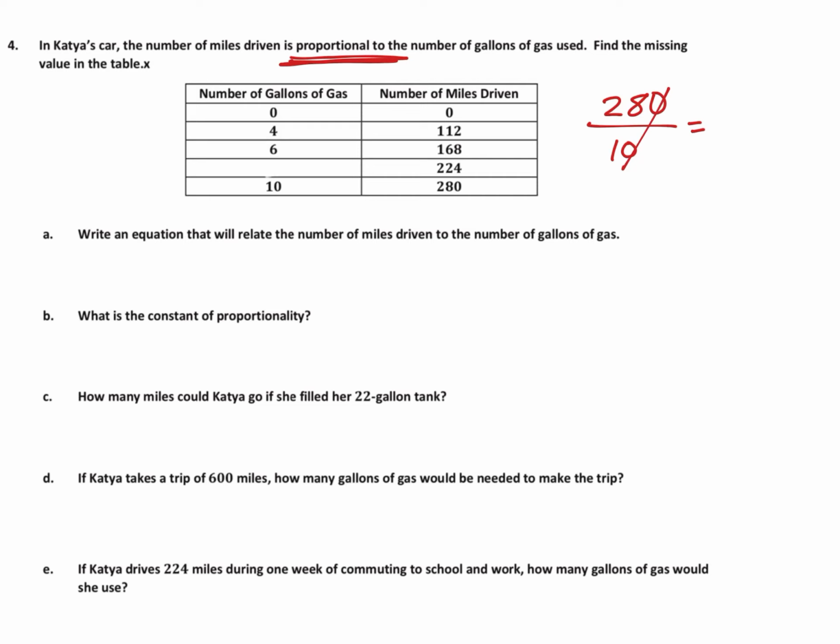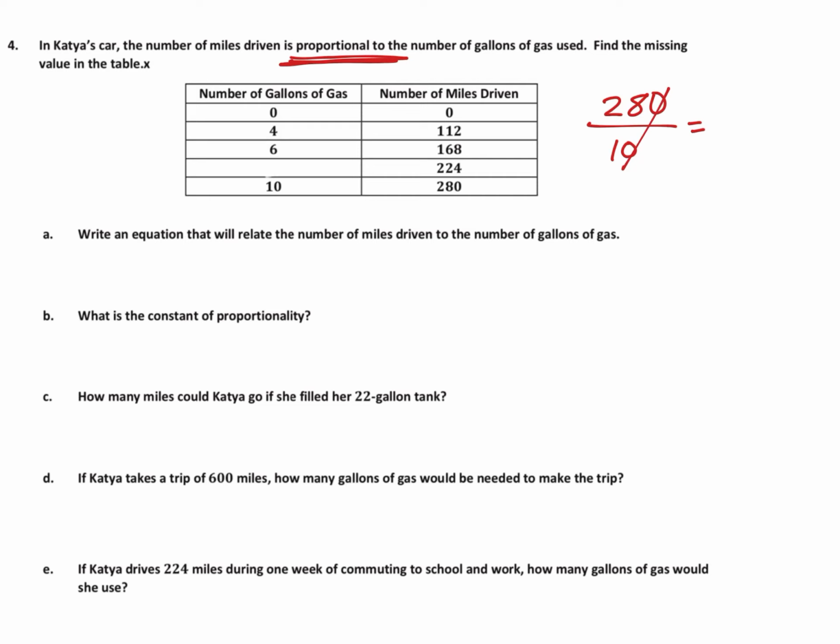Katya's car, the number of miles driven is proportional to the number of gallons of gas used. Find the missing value in the table. So if she has 0 gallons, she can go 0 miles. With 4 gallons of gas, she can go 112. For 10, she can go 280.